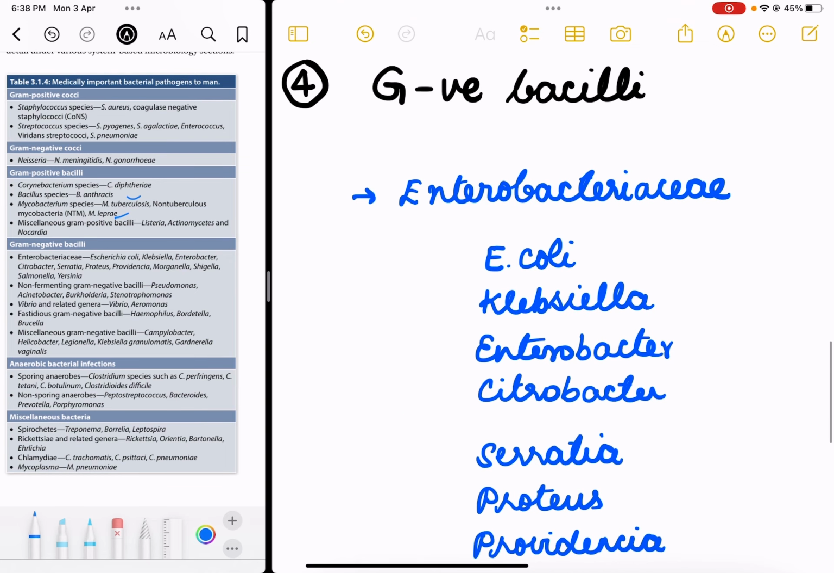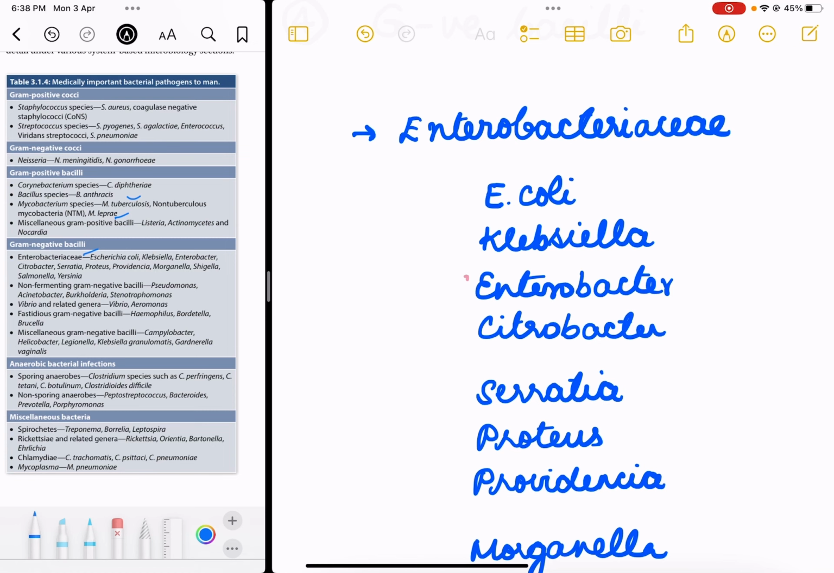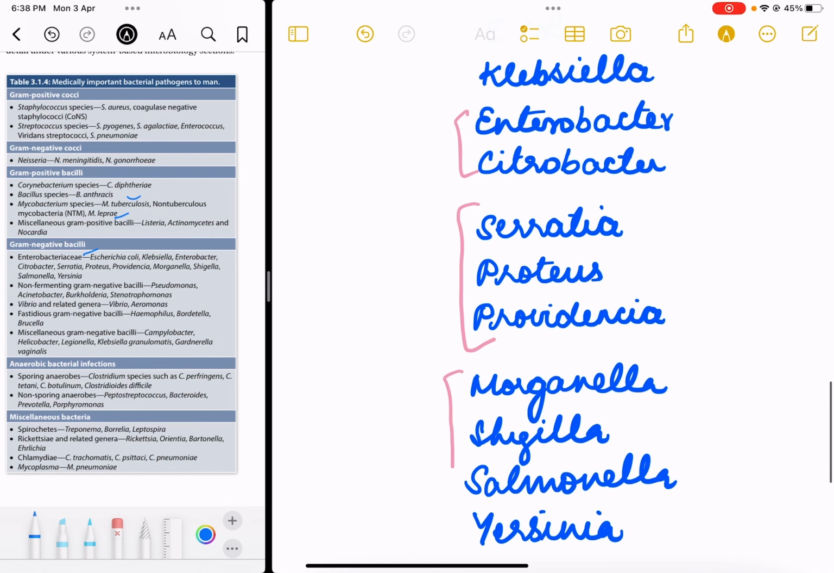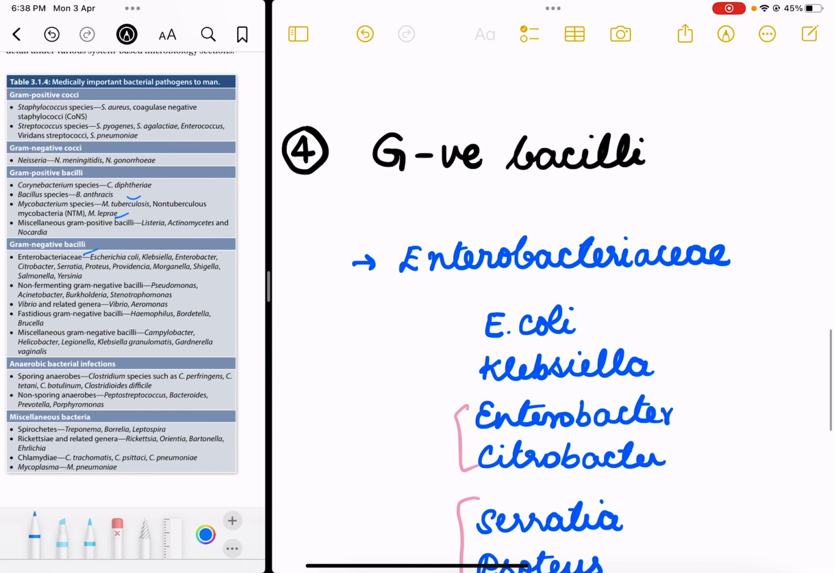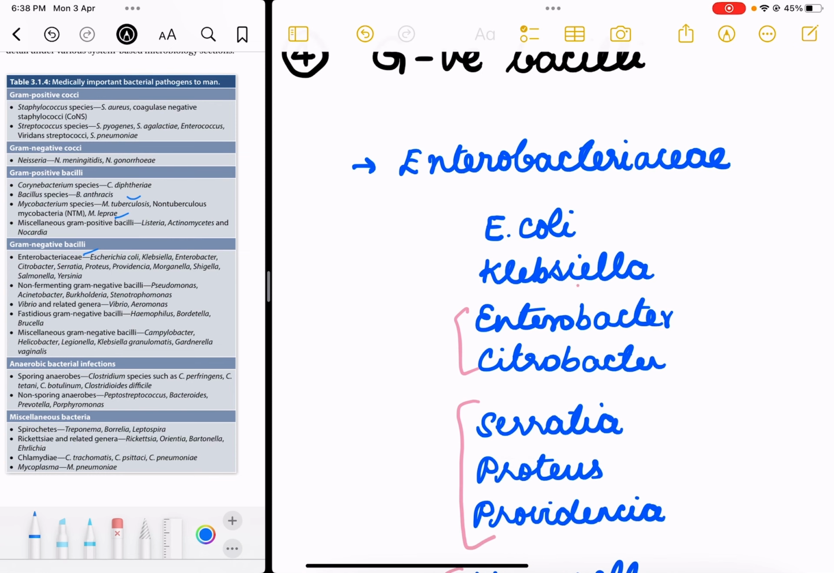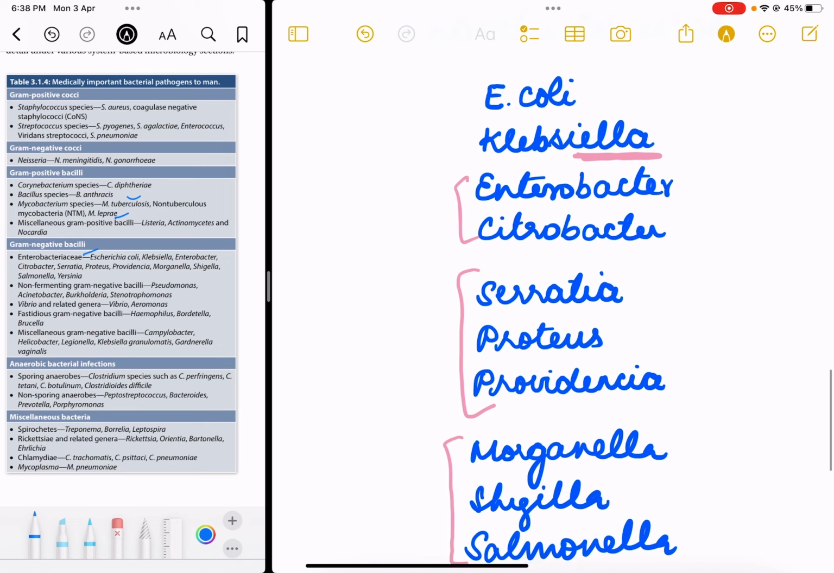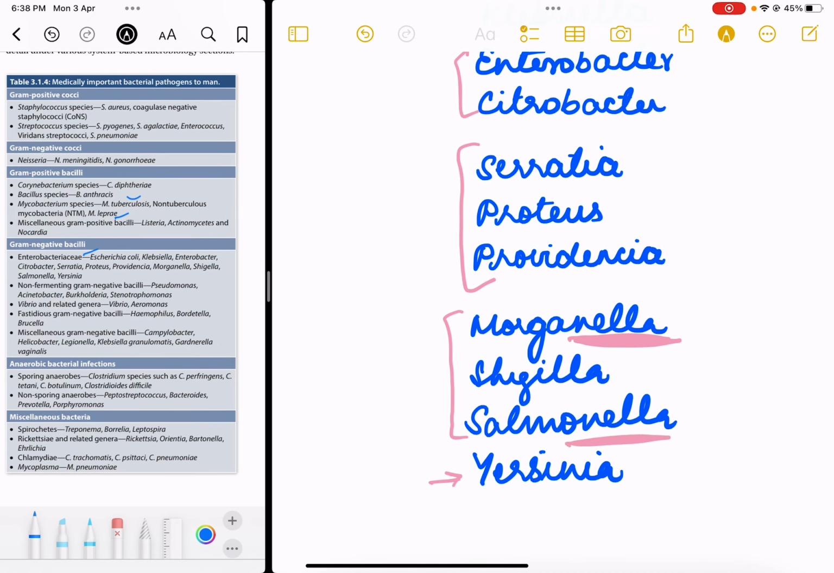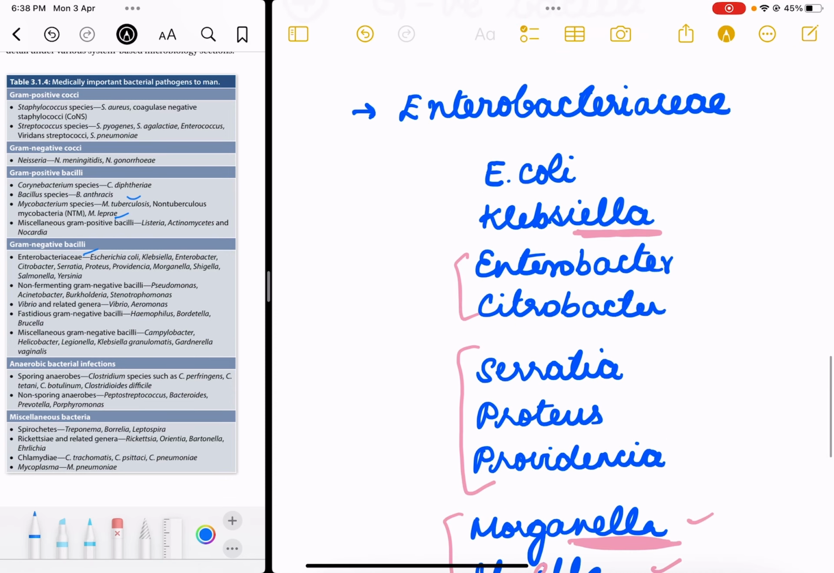Moving on, we have gram-negative bacilli. Under gram-negative bacilli, we have the Enterobacteriaceae family, which comprises E. coli, Klebsiella, Enterobacter, Citrobacter, Serratia, Proteus, Providencia, Morganella, Shigella, Salmonella and Yersinia. One thing I want you to remember is that every bacteria which ends with -ella will be gram-negative bacilli. For example, Klebsiella, Morganella, Salmonella, Shigella. All of these -ellas are gram-negative.